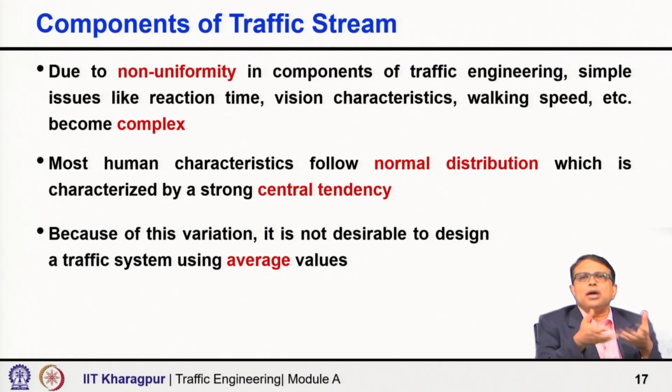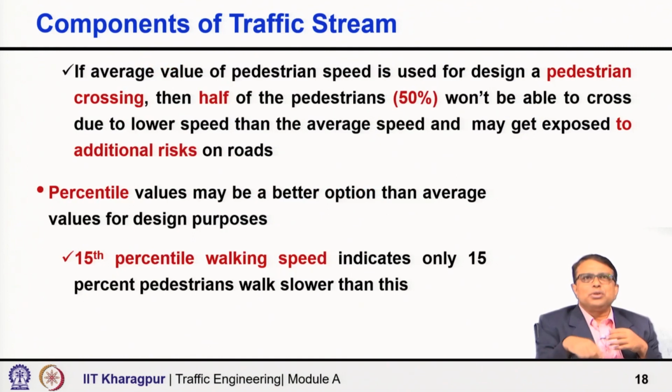Suppose if we simply take the average value, will it work? No, it will not work. Why? Because then for 50% of the users or 50% of the vehicles, things will not be adequate. Suppose you take the average value of pedestrian speed for design of a pedestrian crossing, then half of the pedestrians will not be able to cross safely due to lower speed than the average speed, and therefore may get exposed to additional risk. So, what is done?